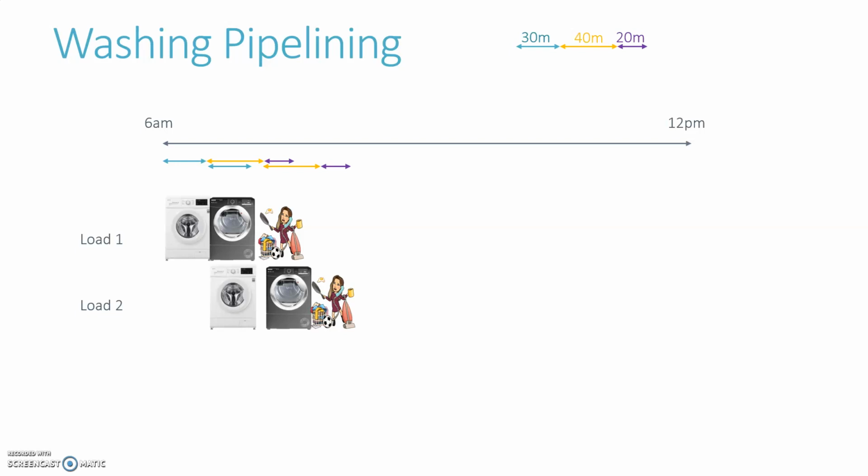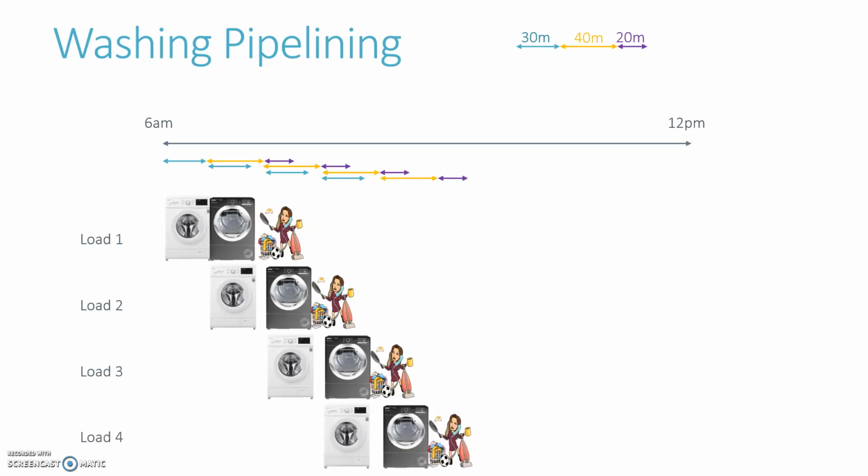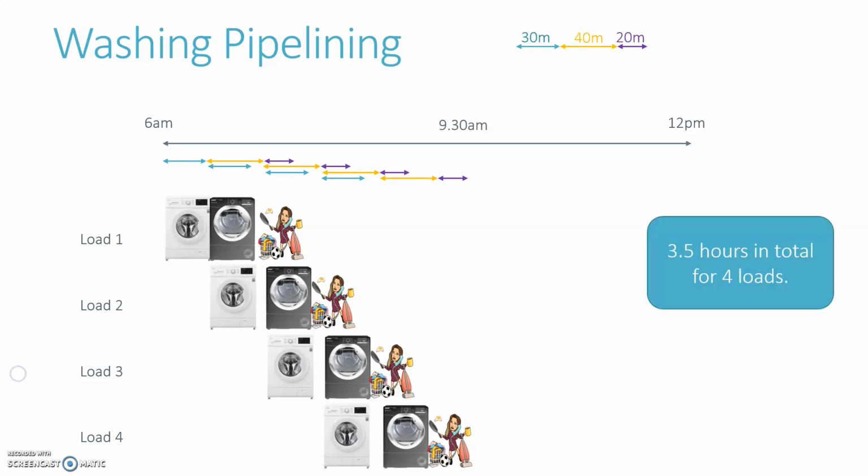And then when your next set of washing was finished, you would move that washing to the tumble dryer, you would start folding the next one after you'd put on the next washing, and so on and so forth for the 4 loads. If you started at 6 a.m. and you continued this way, you would finish at 9:30 a.m., which means that to get the 4 loads done, using simultaneous resources, it would only take you 3.5 hours. And this is how pipelining effectively works.